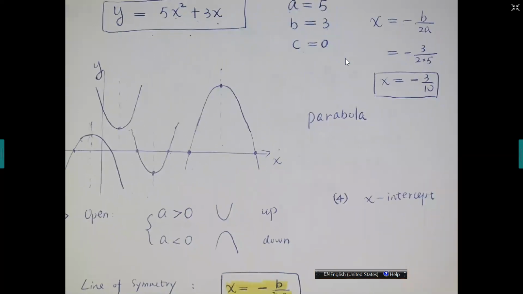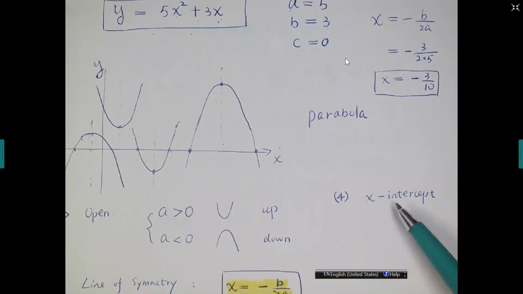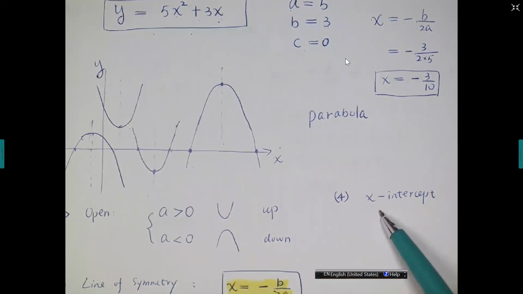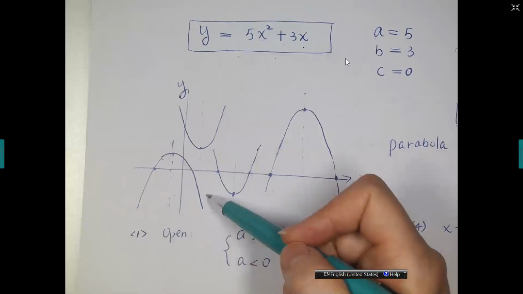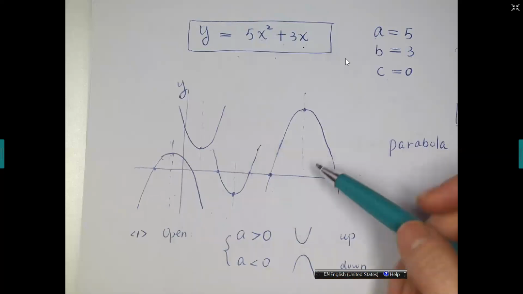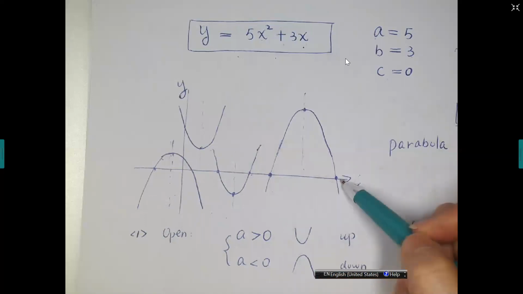This concept is not new to us. When we were working on the linear equation for the straight line, we have seen this concept before. But now let's see, is there any special thing about the parabola? We'll see for all those three parabolas, every one of them has two x-intercepts.